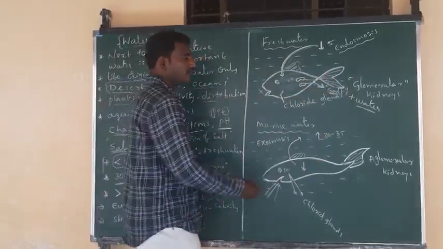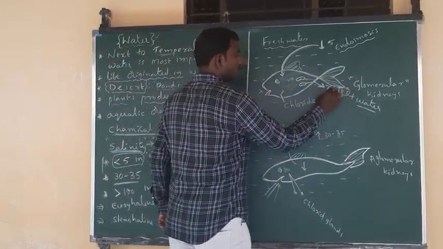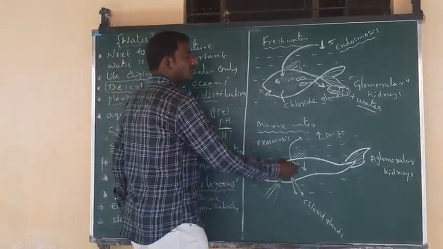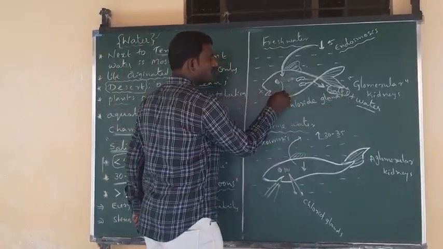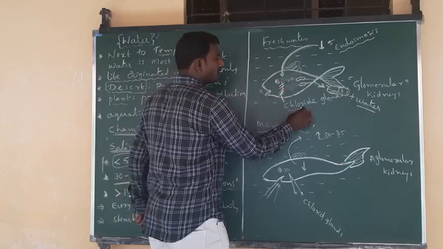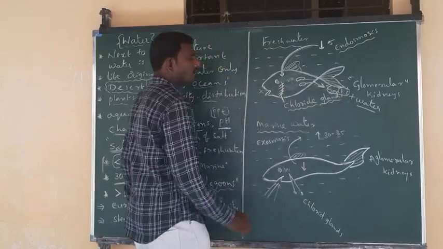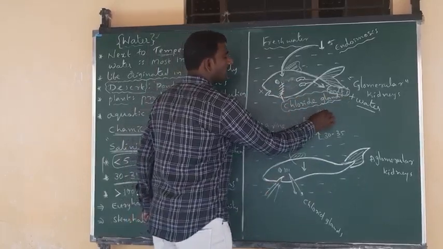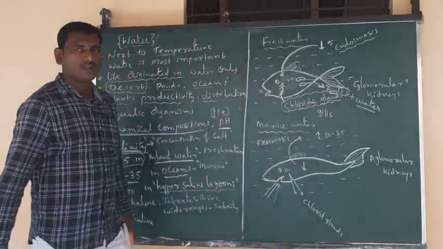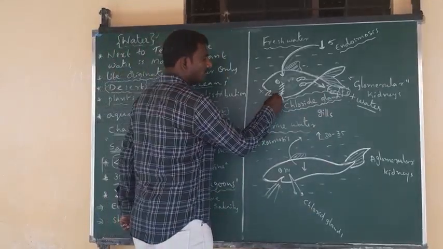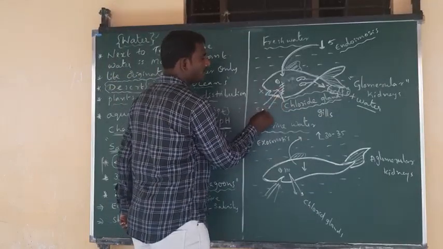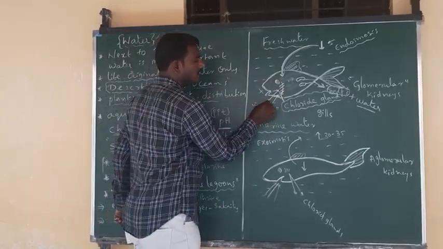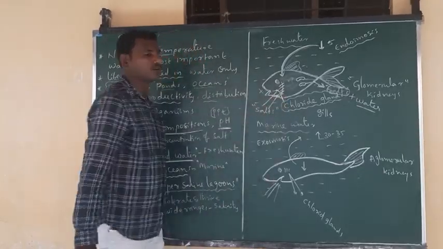So here, maximum amounts of salts are going to be lost. If excess salts are lost, that is also a major problem. To compensate for this loss of salts, the fishes develop chloride cells. These chloride cells together are called chloride glands. The chloride glands are present on the gills. Their main function is to absorb salts from the surrounding water. Like this, the lost salts enter the body again through these chloride cells.